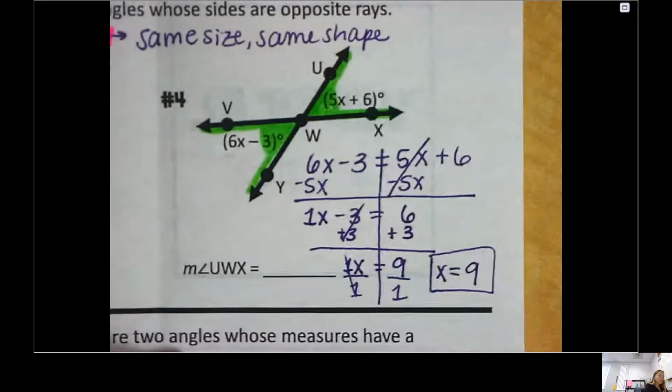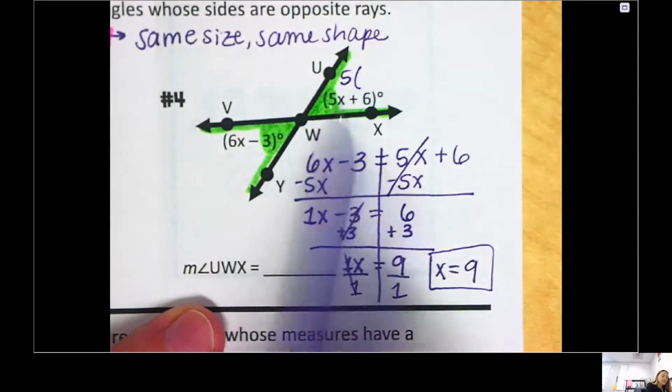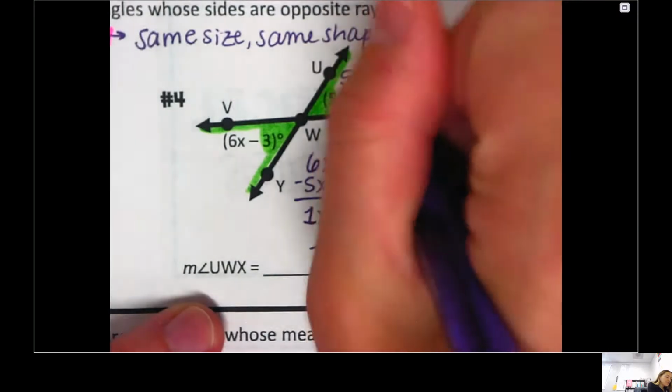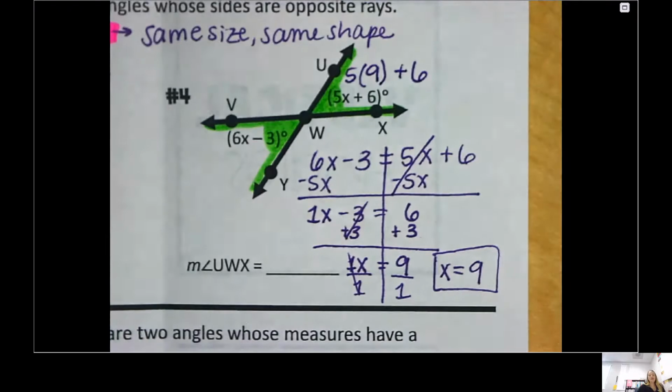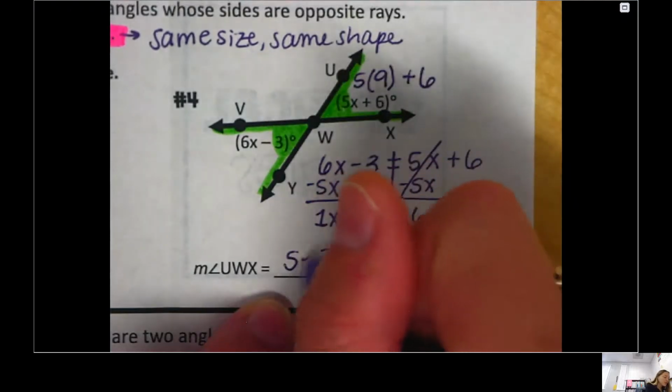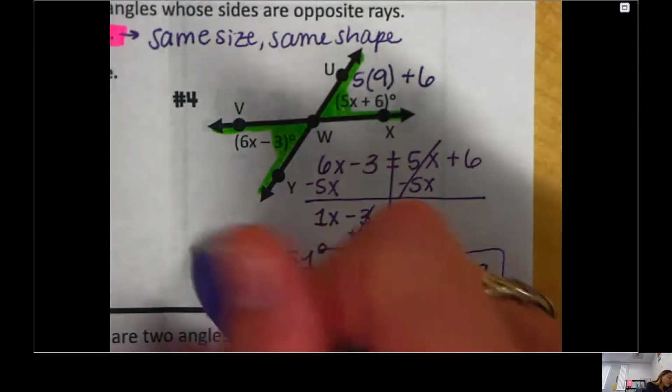Some addition, right? So 5, and then instead of an X, I put a 9. 5 times 9 plus 6. What is 5 times 9? 45. And what's 45 plus 6? 51. Very good. Now, when I put my answer, I'm not just going to put 51. I'm going to put 51 what? Degrees. We're talking about an angle. So your final answer is 51 degrees.